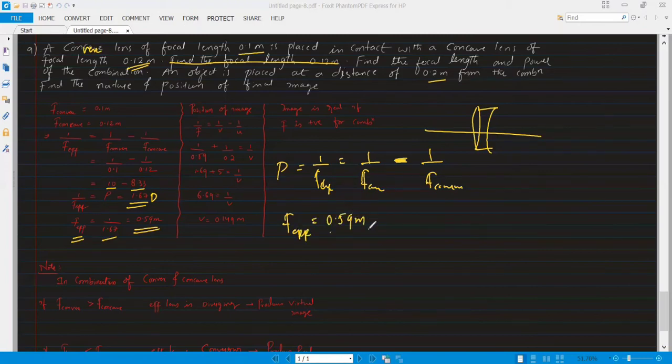Now to calculate the position of the image, use the lens formula, that is 1 upon f is equal to 1 upon v minus 1 upon u. So substitute the values here.